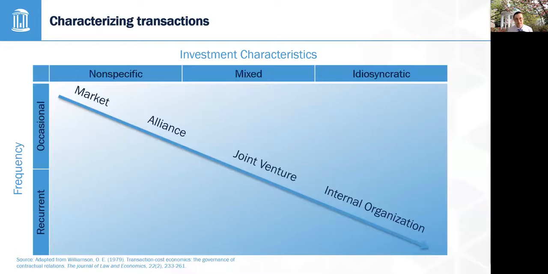So the way that this is represented visually, as idiosyncratic investment increases and as the frequency of transactions increases, that pushes you towards organizing those investments within the firm as opposed to between firms. So as these increase, you shift from market transactions to alliances, joint ventures, and internal organization.